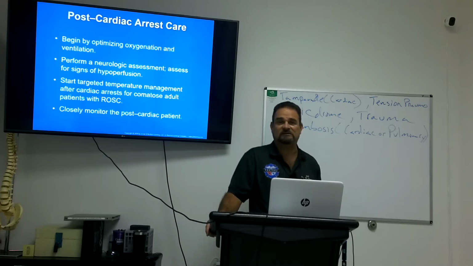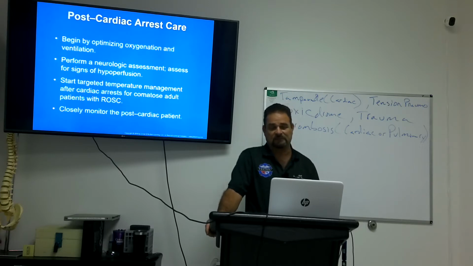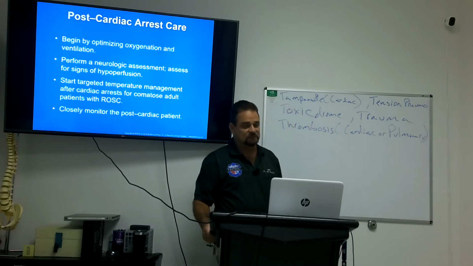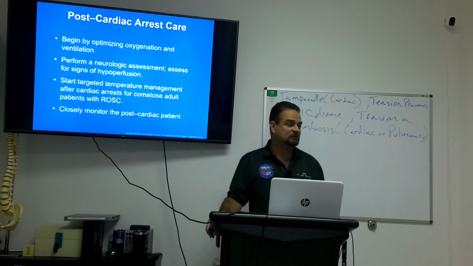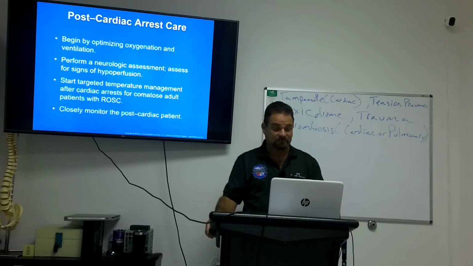If they by chance start breathing on their own, you need to maintain oxygenation at 94% or higher. Avoid hyperventilation. Hyperventilation is bad. We've discussed that in the respiratory chapter. Obtain a 12 lead as soon as possible to determine whether the patient has an acute ST segment elevation MI. Perform a neurological assessment and assess for signs of any hypoperfusion.